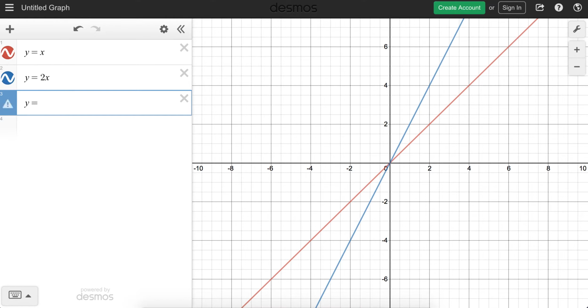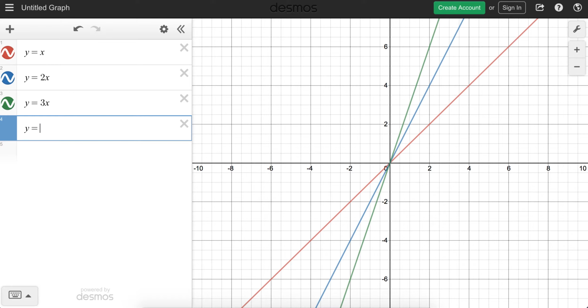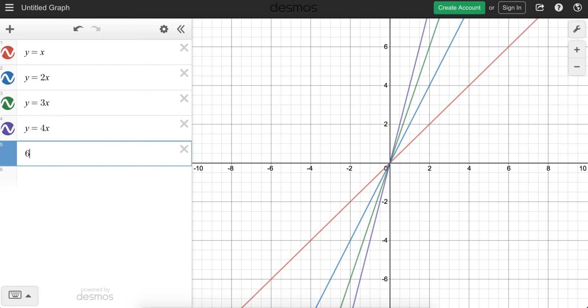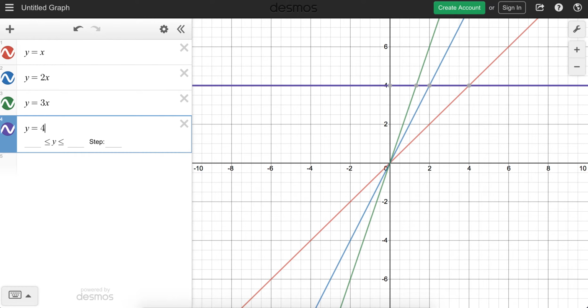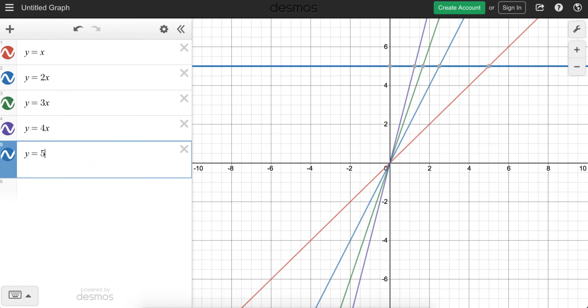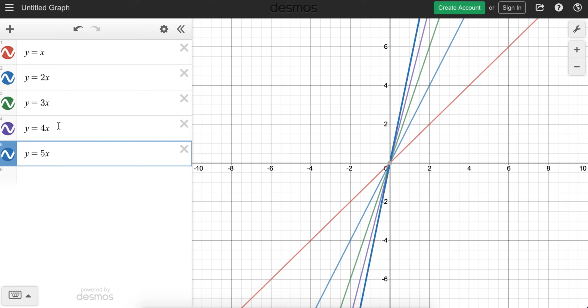And if we increase the coefficient, we'll continue to produce steeper and steeper lines. Right? This green line, every y-coordinate would be 3 times the x-coordinate. So when x is 2, y would be 3 times 2, which is 6. So as you can see, the lines keep getting steeper. Do one more. All right.